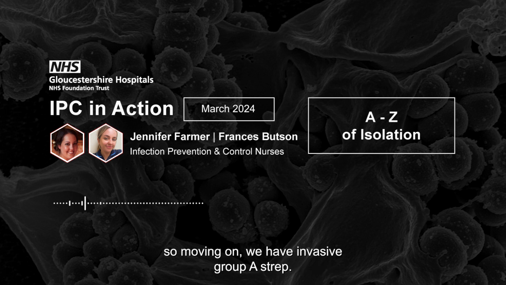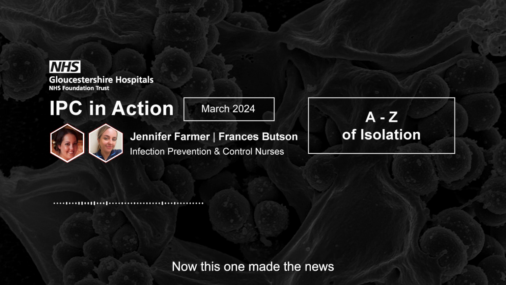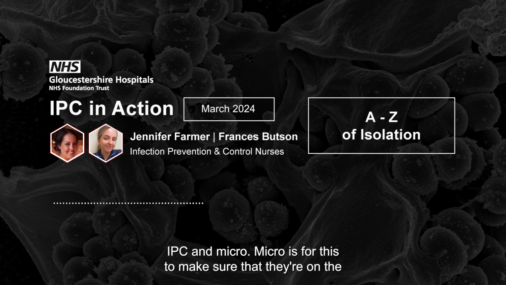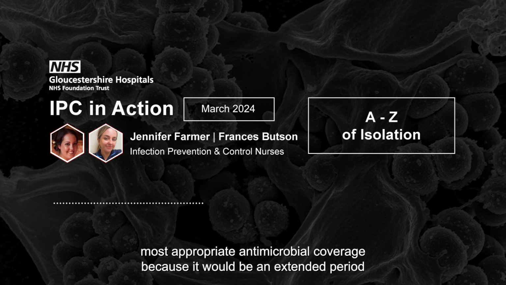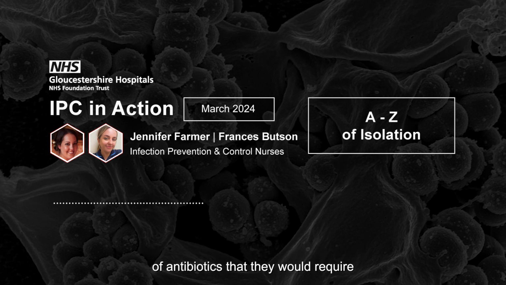So moving on, we have invasive group A strep. Now this one made the news quite recently, with a lot of pediatric cases of invasive group A strep. It can also cause necrotizing fasciitis. These ones do need liaising with IPC and micro. Micro is for this to make sure that they're on the most appropriate antimicrobial coverage, because it would be an extended period of antibiotics that they would require to treat the neck fash, and it again needs isolating.